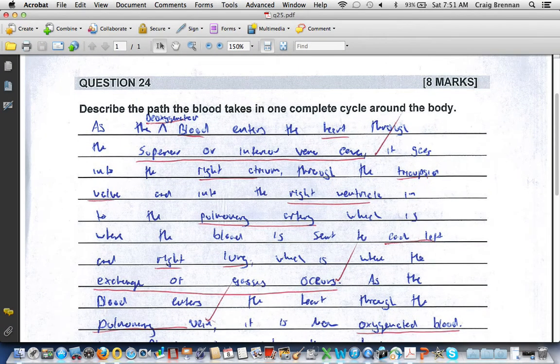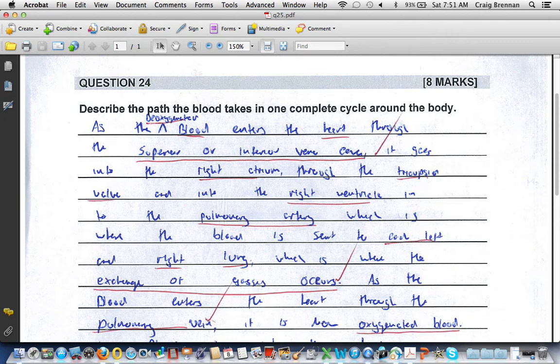First thing for me is that there's probably a little bit too much underlining, even though most of the parts that are underlined are key parts of the flow of blood around the heart. So, as the deoxygenated blood enters the heart through the superior or inferior vena cava. Now, a lot of students left out inferior vena cava. I was really looking to have both in there. A lot of students mentioned superior, but they needed both superior and inferior. As we know, the superior is the top, the inferior is the bottom.